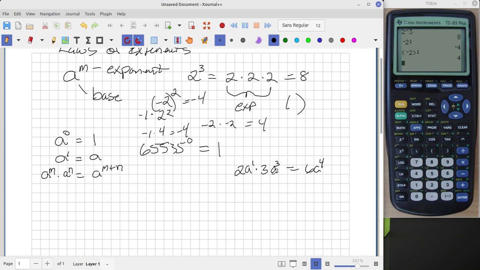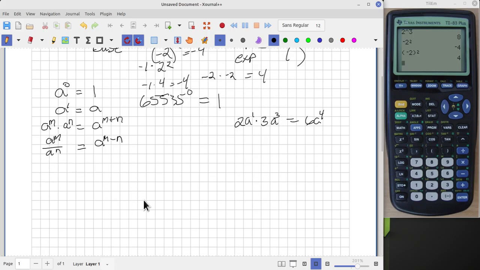That's a common mistake made by beginning algebra students. They forget that invisible 1. So keep track of that. And if we have a to the m divided by a to the n, then the exponents subtract. Let's see, what else do we have?